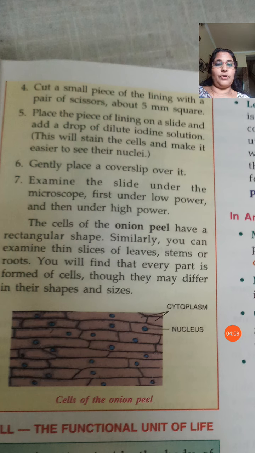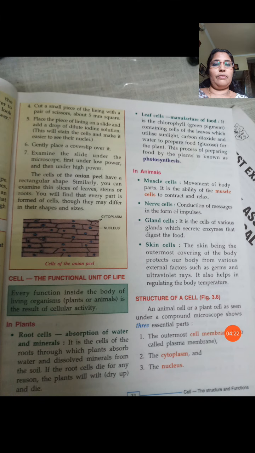Like this, you can see the cells of the onion peel in the picture. If we were in the school, we could have observed this onion peel. Every year I am showing this to the children. So we can understand that we can observe the animal cell and plant cell through the microscope.